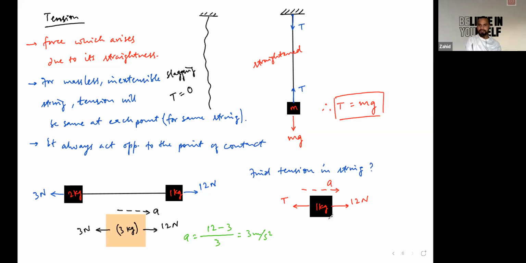Let's say in this part, if you apply second law, which is A is equal to net force, good, Hiba. So it will be 12 minus T divided by mass of the block, that is 1. Here we have A, which is 3. Move this 1 to the other side, so it will become 3 is equal to 12 minus T. So on solving, you will get T is equal to just 9 Newton.